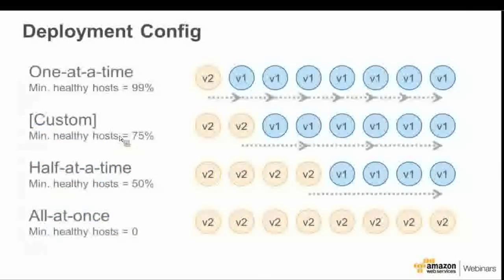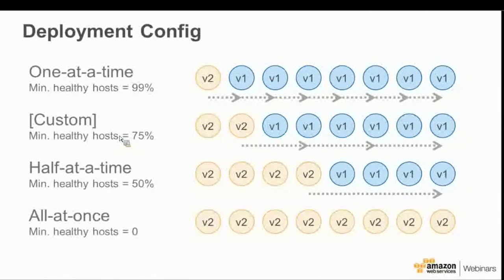So that's an app spec file. The other thing that we talked a little bit about when we did our sample deployment was deployment config. And so this is just a visualization of this rollout model that we have. Like we talked about, there are 3 canned deployment configs that you get out of the box and can start using immediately. The first is one at a time, and it's as it's described.